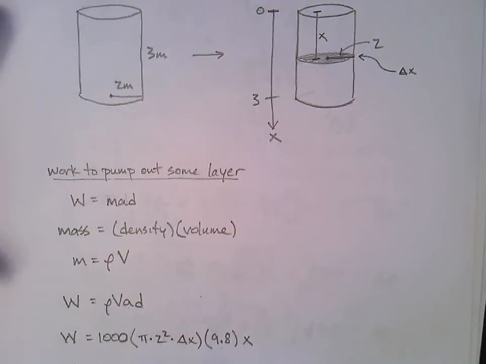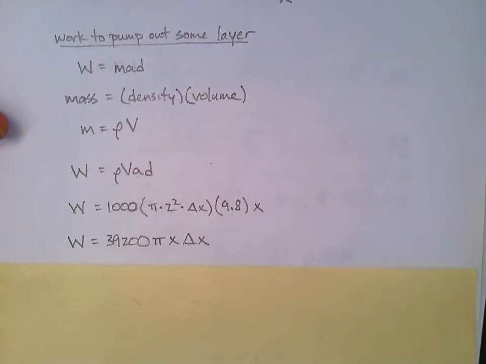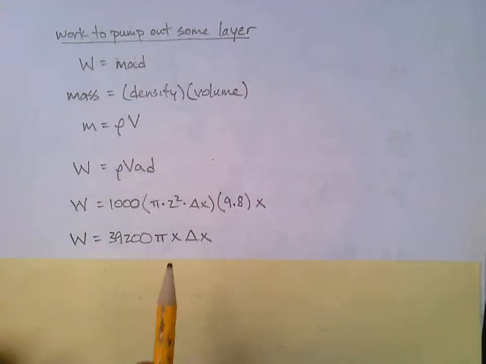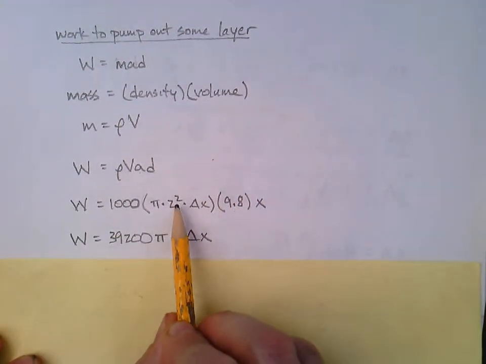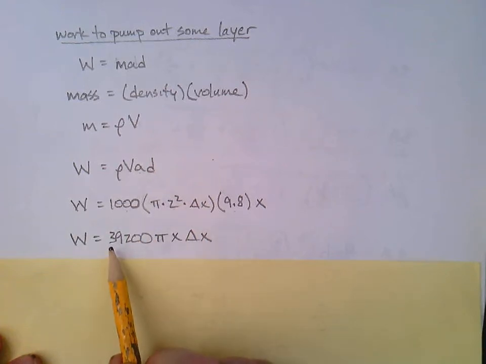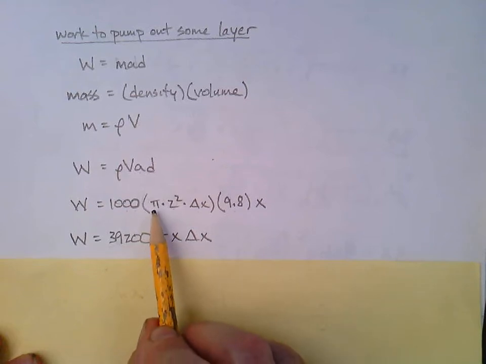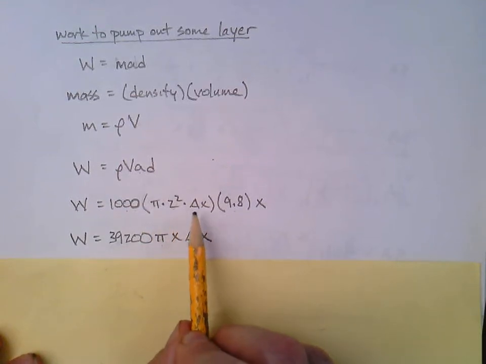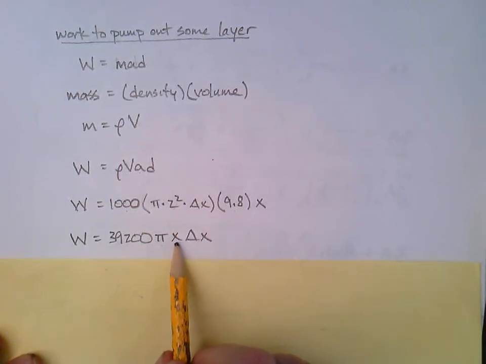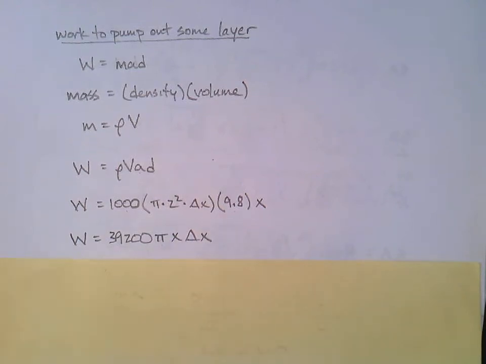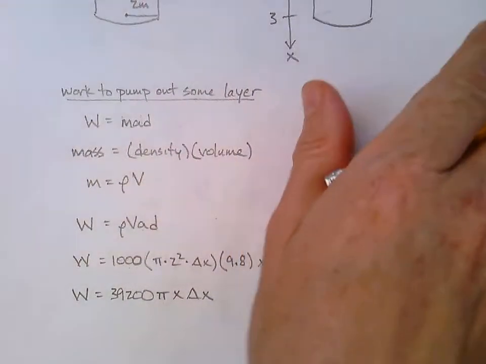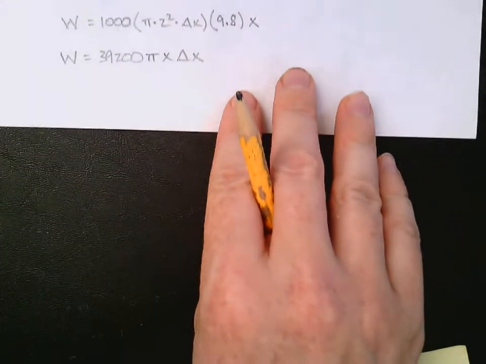Let's simplify that a little bit, and now I'm definitely going to have to slide this down. 9.8 times 4 times 1,000 would give us 39,200, and then we'll just leave the pi for now. And here we can maybe put the x right there, and then the delta x on the end. Okay. Let me leave that for us.